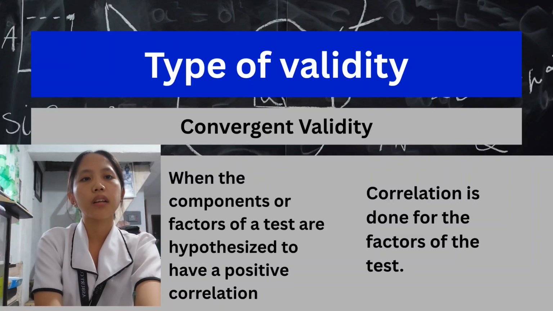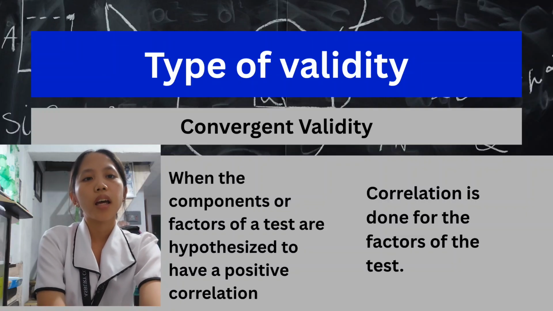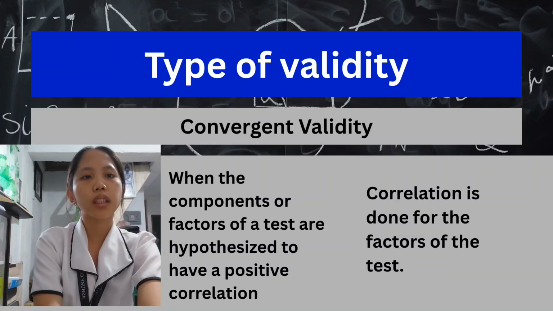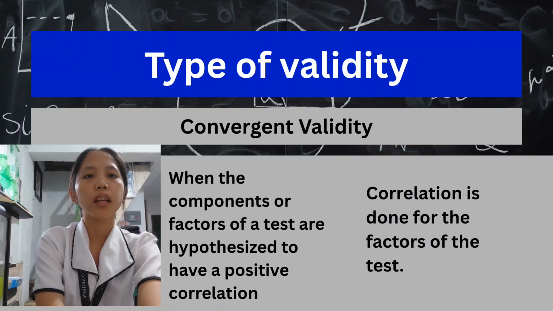For example, vocabulary, reading comprehension, and grammar. If yung factors nito show the expected positive correlation, that supports convergent validity.